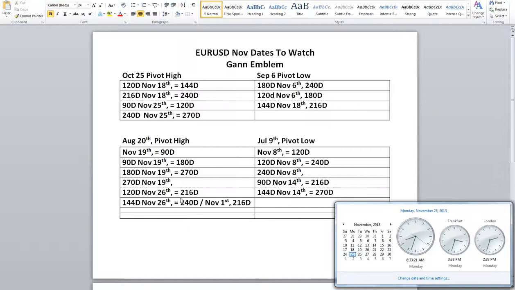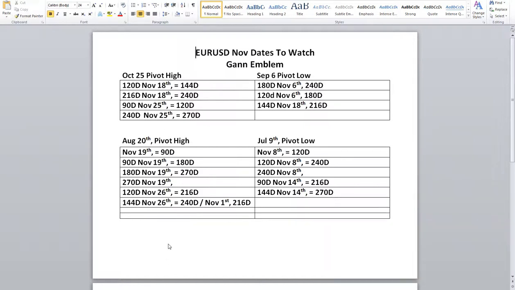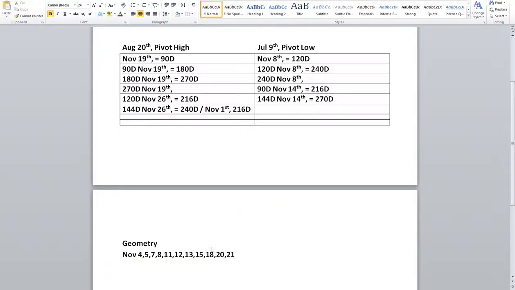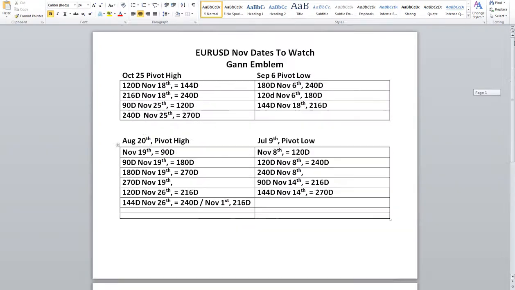And then that's it. We'll move on to December and see what we got going on over there. Geometry-wise, I think I ran out. There's nothing on geometry, so these are the only dates I have. So let's see what we got.